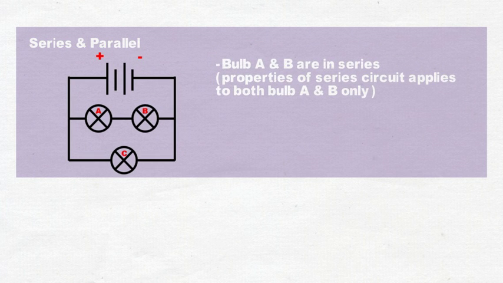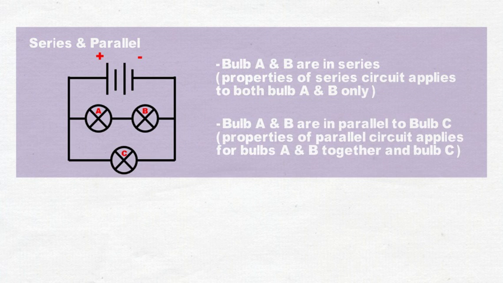In this diagram, bulbs A and B are connected in series to one another, but bulb C is parallel to both bulbs A and B. As such, series properties apply to both bulbs A and B. Now consider bulbs A and B as a group. Parallel properties now apply to the group and bulb C.